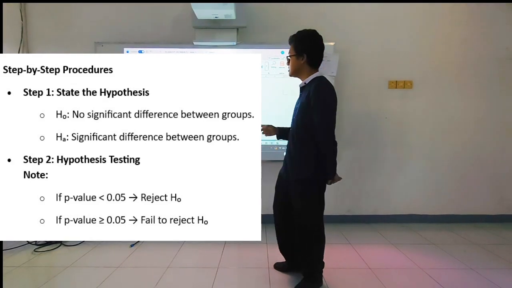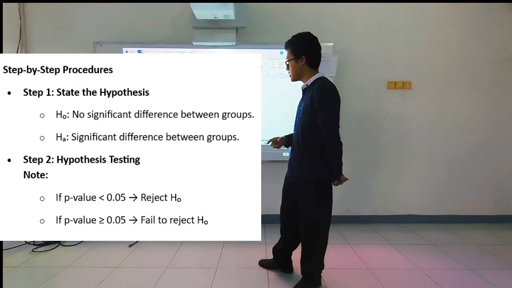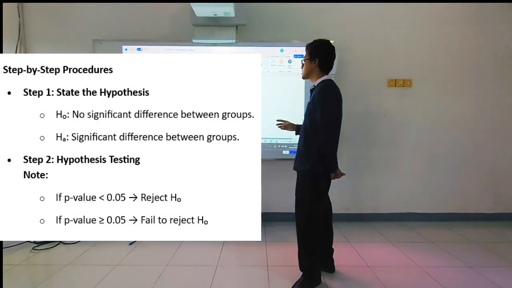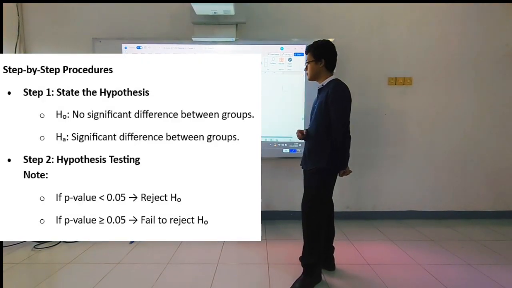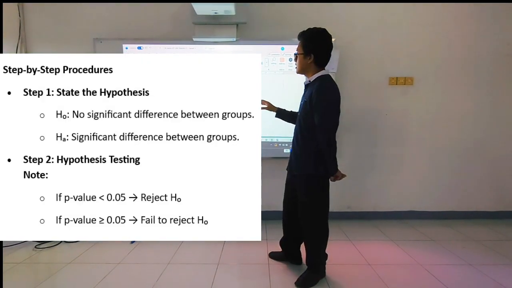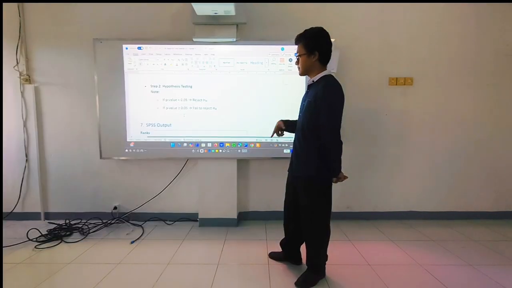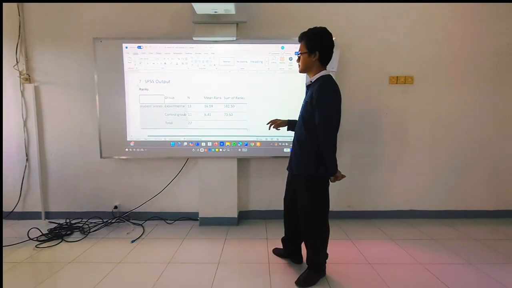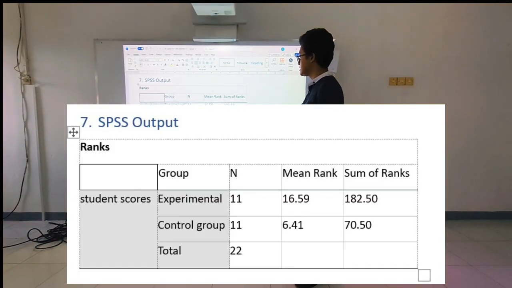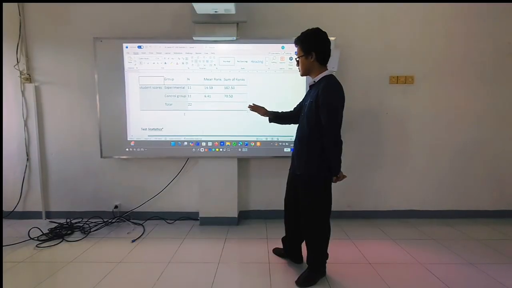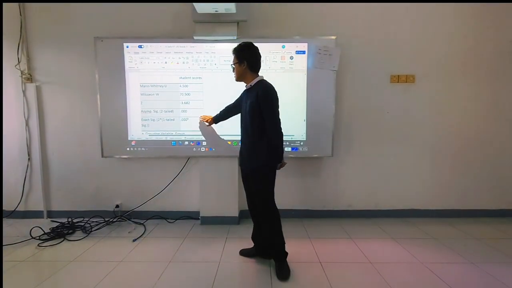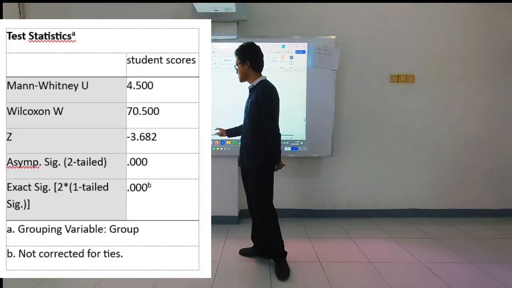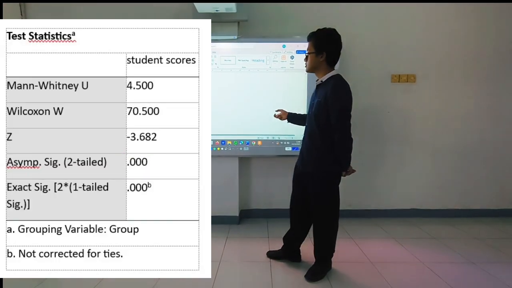If the p-value is below 0.05, the null hypothesis is rejected. If the p-value is above 0.05, the null hypothesis is accepted or fails to be rejected. The output is, we focus on the significance value, 0.000.